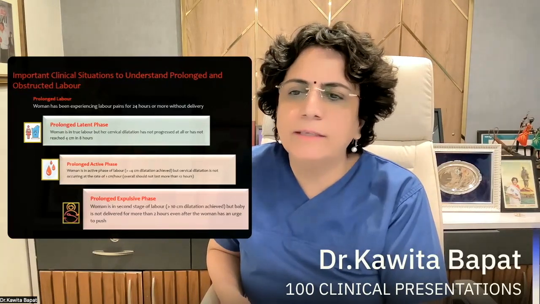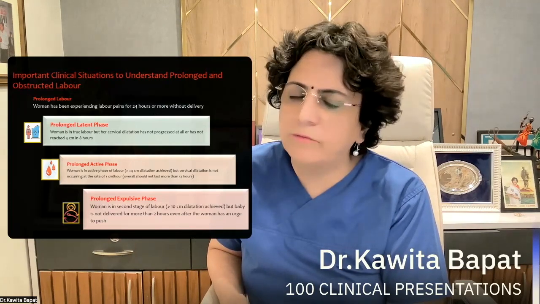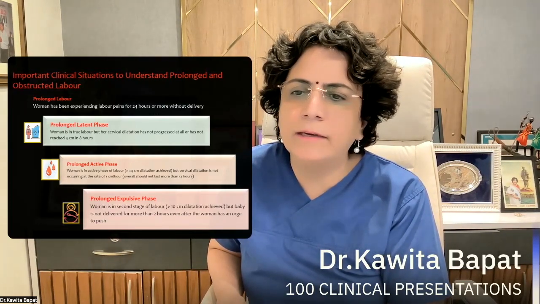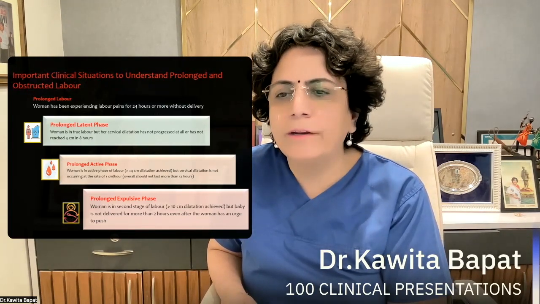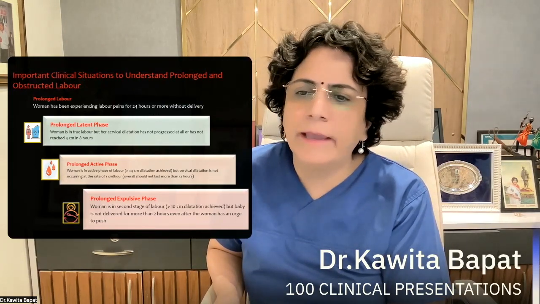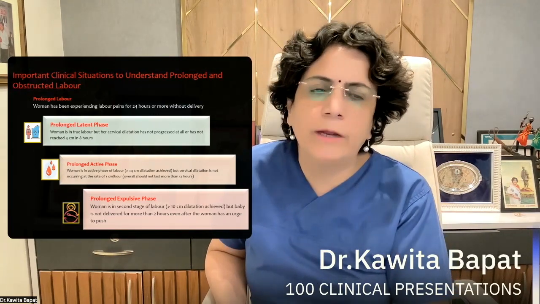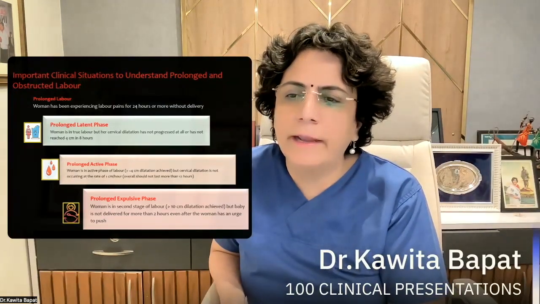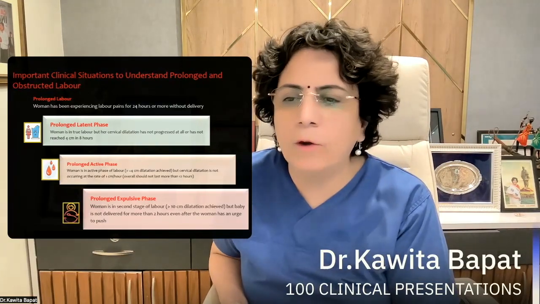A woman who has been experiencing labor pains for 24 hours, with or without delivery. Then the prolonged latent phase: that's a true labor, but cervical dilatation has not progressed at all and has not reached 4 centimeters in 8 hours. Then the prolonged active phase: when the active phase is more than 4 centimeter dilatation, but the new WHO guidelines say that if 5 centimeter dilatation of the cervix is not occurring at the rate of 1 centimeter per hour, that is also a prolonged active phase.